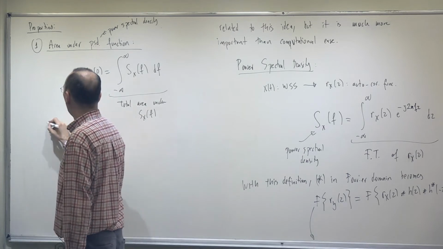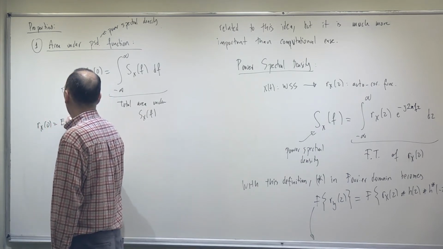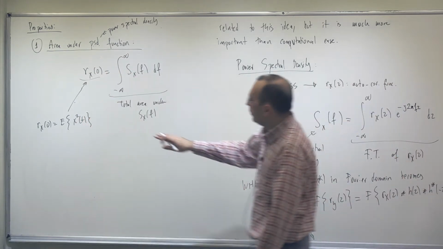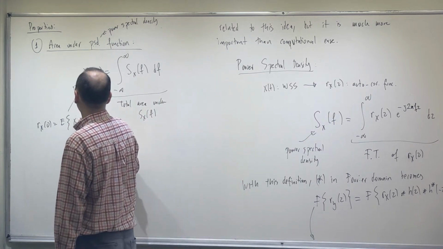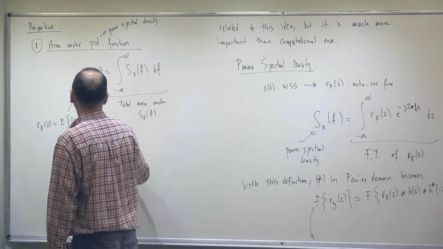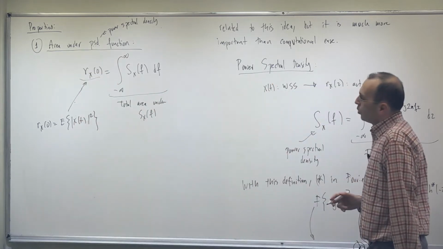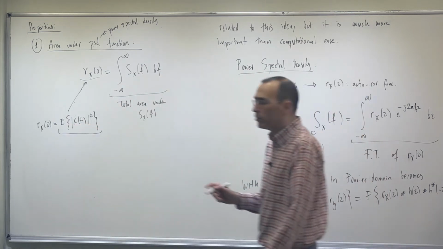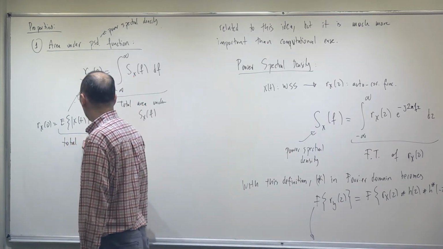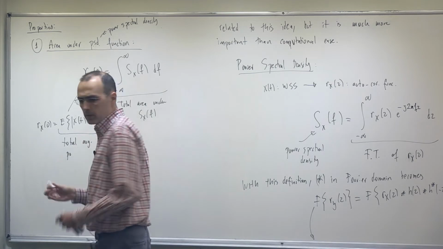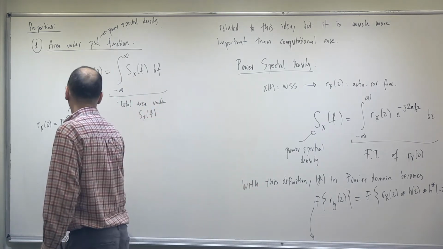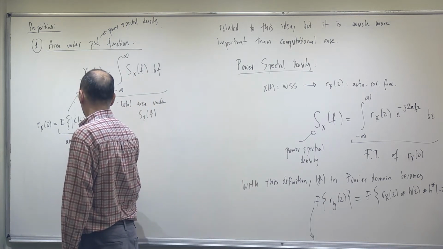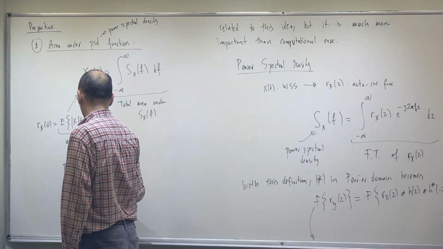But how about this Rx of 0? Rx of 0, by definition, is the expected value of X squared, or, if this is complex valued, let me write it like that, the magnitude squared. So how do we interpret this? Previously we have talked about this. We were calling this the average power of the process x of t.